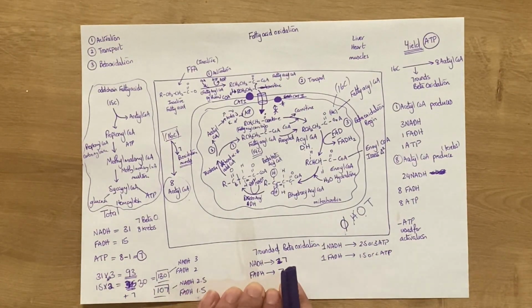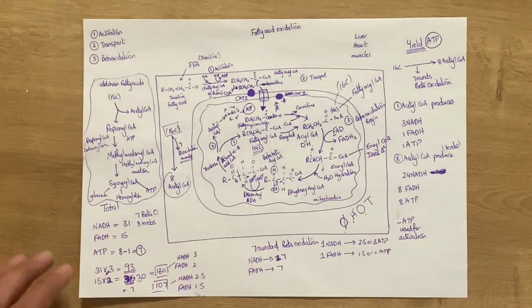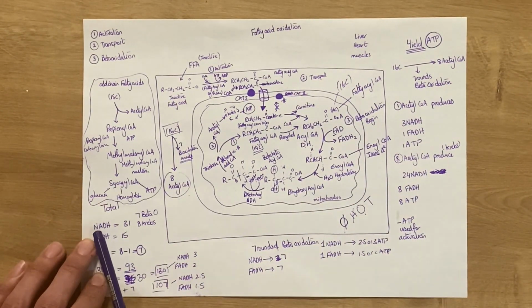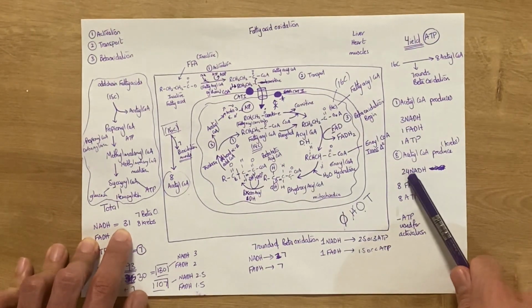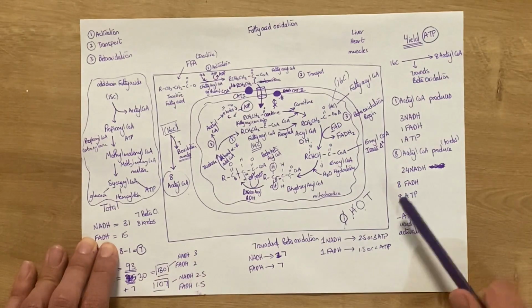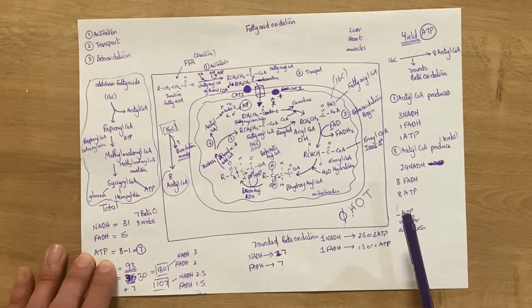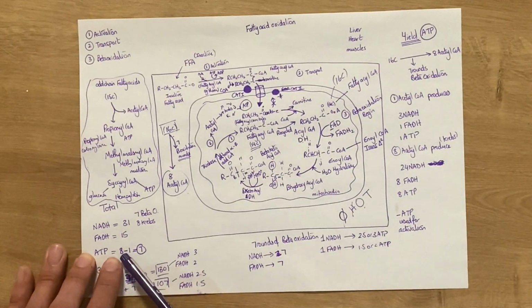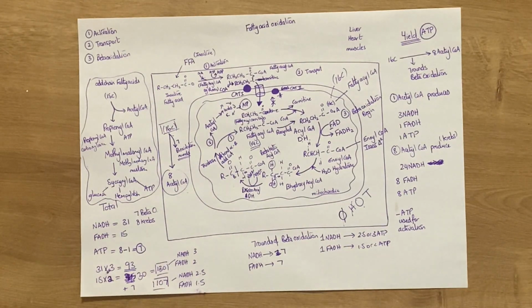Now we just have to add those numbers onto what we have here. So now we will have NADH is 31 in total because 24 plus 7 is 31, and FADH2 is 8 plus 7, 15, and ATP, as we know, 8 minus 1 is 7 because we're using 1 ATP in the beginning. So now we have to get the total amount produced when it comes to ATP.